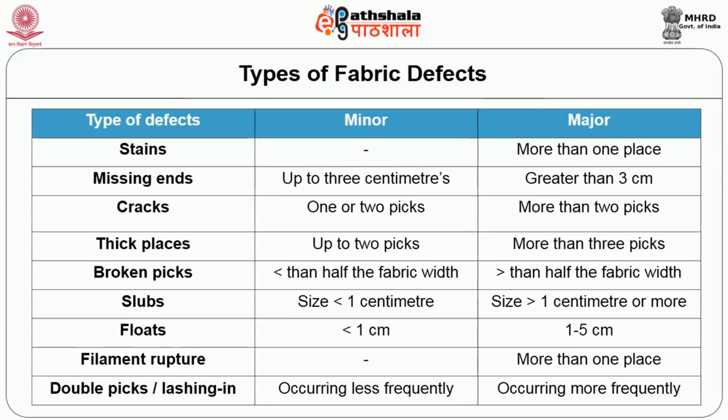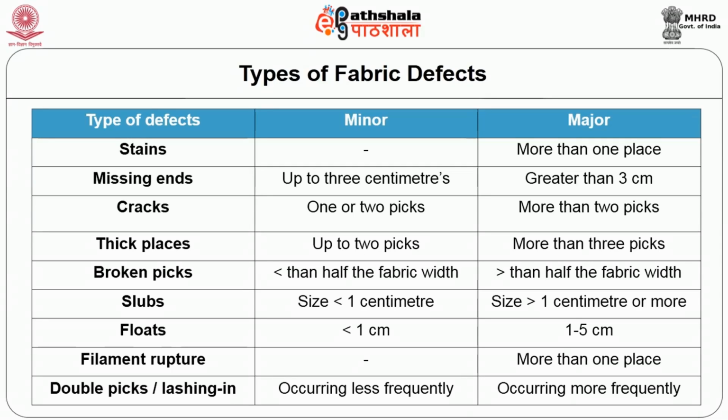Cracks: a crack of 1 or 2 picks is considered a minor defect, and a crack of more than 2 picks is considered a major defect. Thick place: up to 2 picks is considered minor, and more than 3 picks is considered a major defect. Broken picks: less than half the fabric width is considered a minor defect, and greater than half the fabric width is considered a major defect.